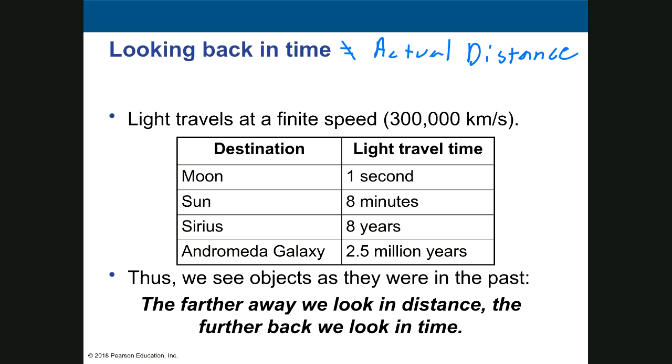All right. So for instance, if you're looking at the moon, the time it takes for light to get from the moon to the earth is about 1 second. So you see the moon as it was 1 second ago. So its distance is one light second in look back time. The sun is 8 minutes away. All right. And Sirius, which is one of the closest stars, is 8 years away. That means that you see the light from Sirius as it was 8 years ago. And the Andromeda galaxy is 2.5 million, the light from it is 2.5 million years old. So this is all related to the time it takes light to travel.